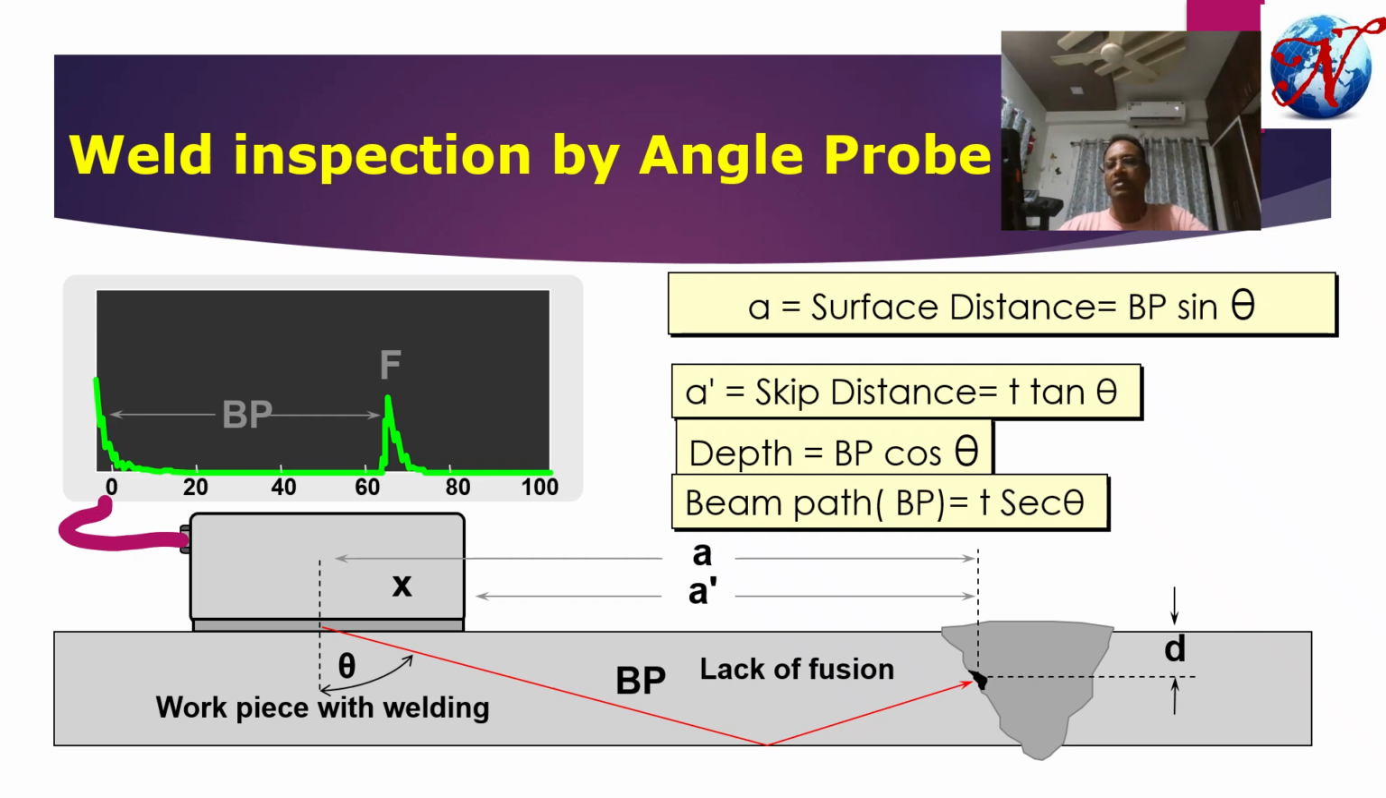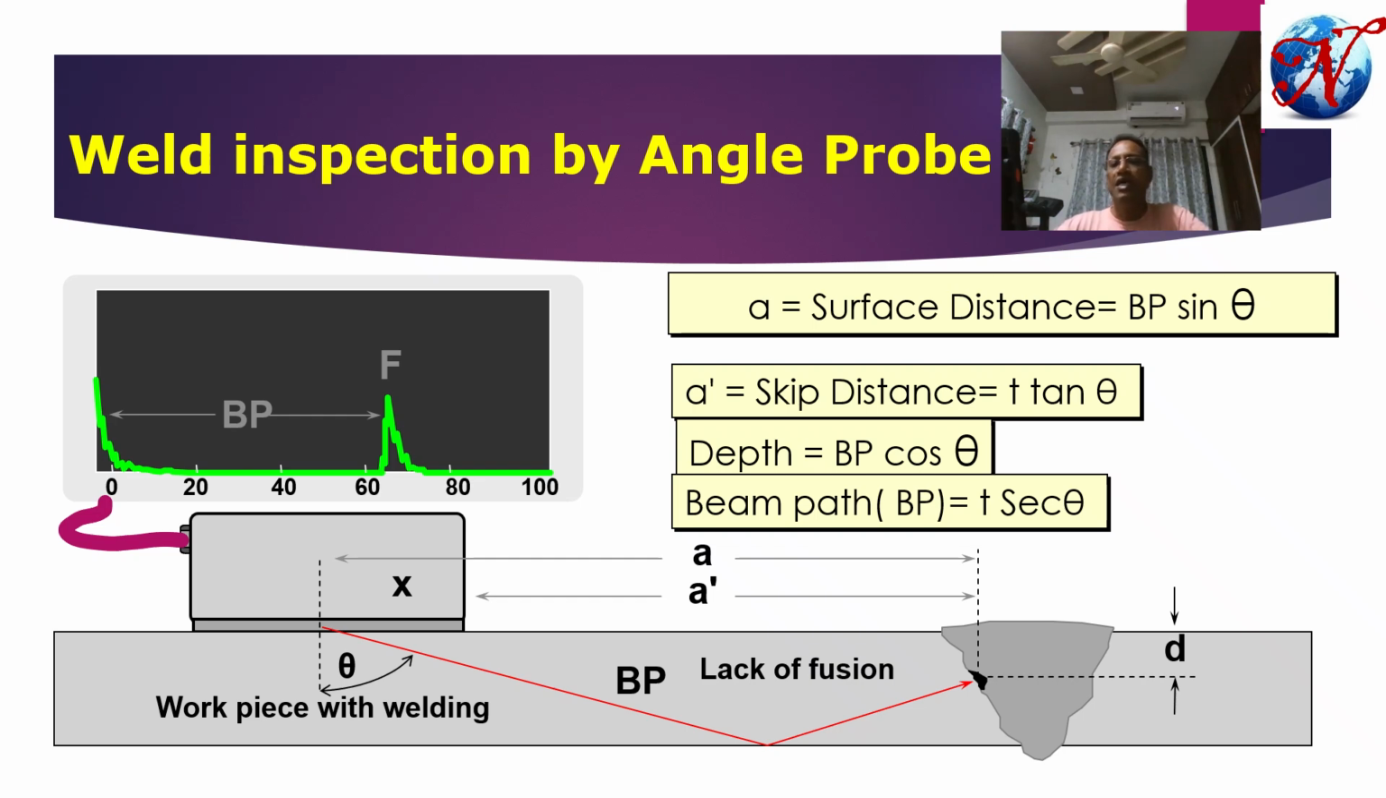If any reflector is indicating a beam path as BP, then in that scenario we can calculate the surface distance as BP into sine theta, and the depth from the top of the inspection surface will be calculated by BP cos theta. For the determination and interpretation of the defect, and to identify exactly where the reflector is coming from, beam path, depth and surface distance values are very important.